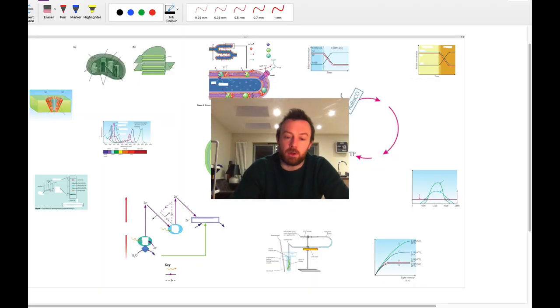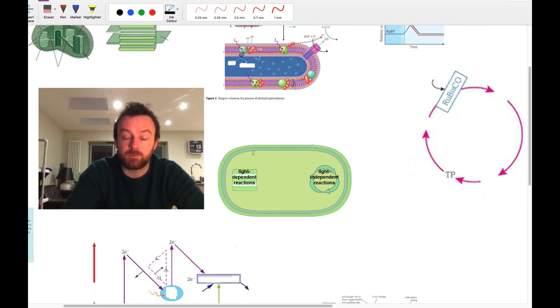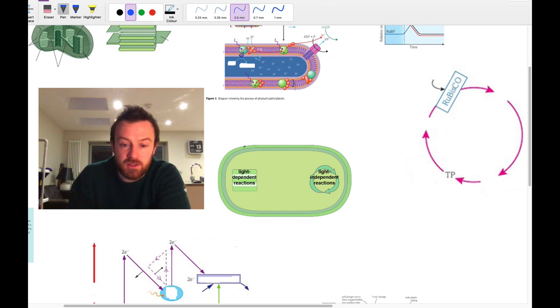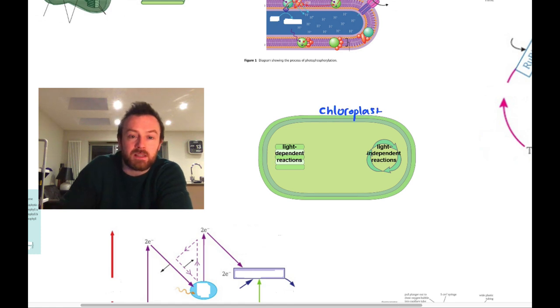Okay, we're going to start right in the middle with an overview of photosynthesis. So photosynthesis is split into two different parts, the light-dependent reactions and the light-independent reactions. So the light-dependent reactions, well, first of all, everything takes place in the chloroplast. So let's label this chloroplast. I'll drop the size. There we go. Okay. Right. So the light-dependent reactions need just one thing, water.